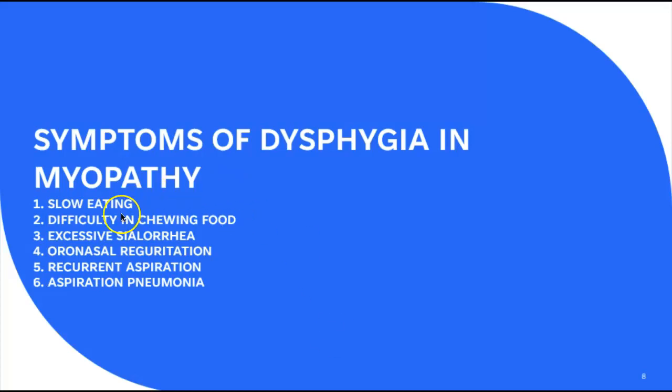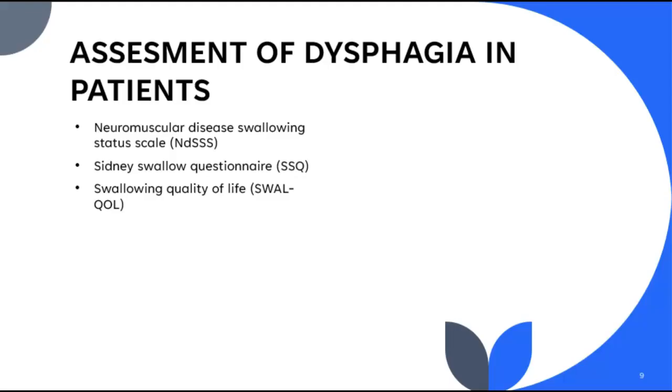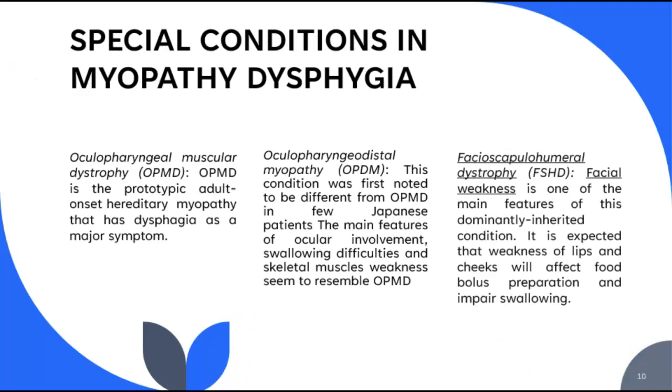Some symptoms are slow eating, difficulty in chewing food, excessive sialorrhea, oronasal regurgitation, recurrent aspiration, and aspiration pneumonia. So, how can we assess dysphagia in patients? There are a few methods to assess dysphagia. These are the Neuromuscular Disease Swallowing Status Scale, the Sydney Swallow Questionnaire, and Swallowing Quality of Life. These are the few methods by which we can assess dysphagia.